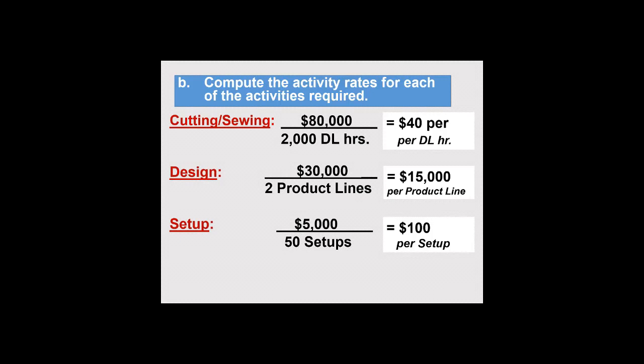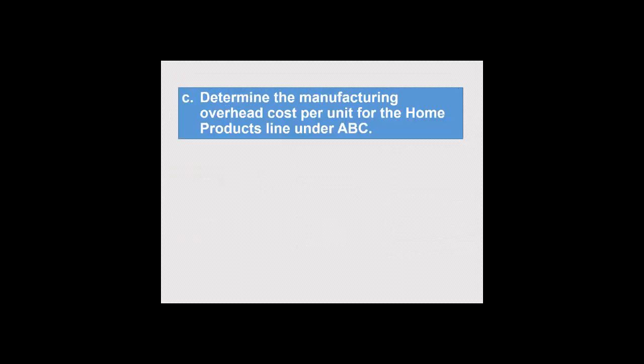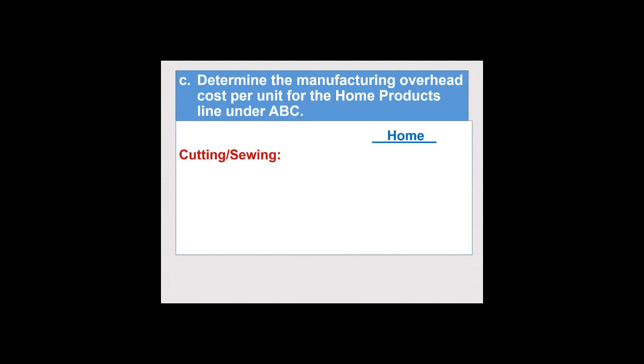Now we can allocate costs to any given cost object. In this case, we're told to determine the manufacturing overhead cost per unit for the home products line under ABC. So we're only allocating to the home products line, but we will need to allocate from all 3 of the cost pools. From cutting and sewing, it will be $40 per direct labor hour times 800 direct labor hours required from the home line, or $32,000. From design, it's $15,000 per line, and the home products line is one of 2 lines.